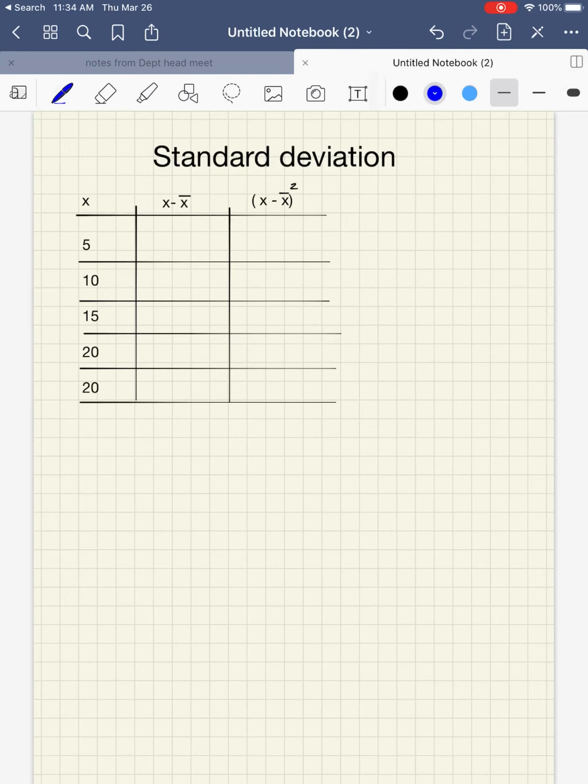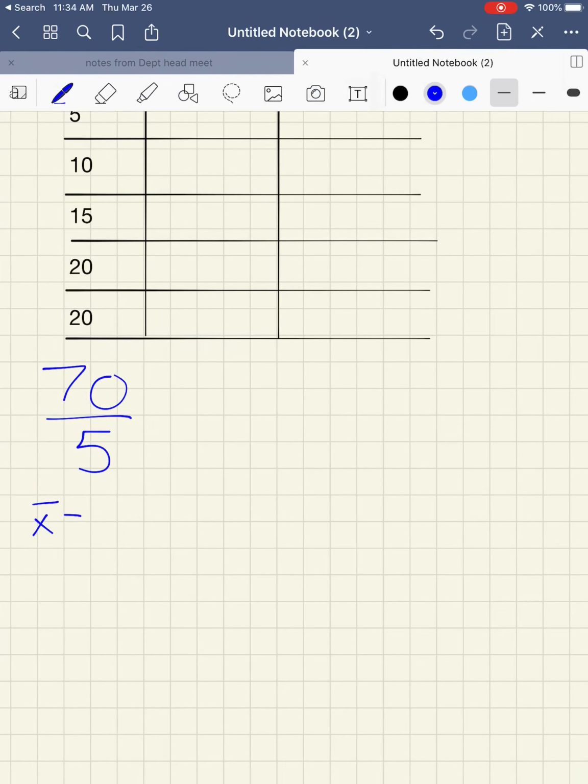So in order to find the average, we're going to add them together. So we have 20, 40, 60, 70 is the sum. And there are 5 numbers. So the average, or the mean, I should say, is 14.